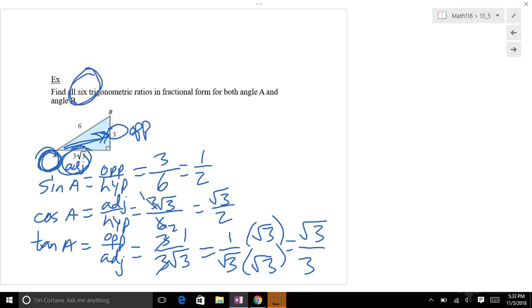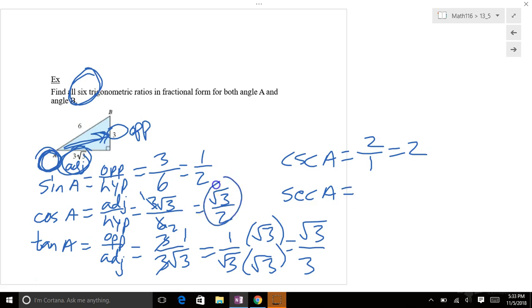Now, it says all 6 trig ratios. So not only do you have to get the sine, you got to get its reciprocal, cosecant. Well, the cosecant is just 1/2 flipped around. So instead of 1 over 2, it's 2 over 1, just 2. The reciprocal of the cosine is the secant. So instead of adjacent over hypotenuse, it'll be hypotenuse over adjacent. In other words, instead of √3 over 2, it'll be 2 over √3.